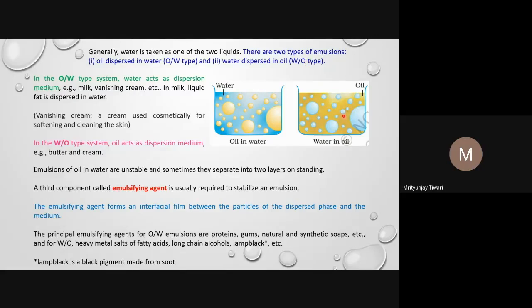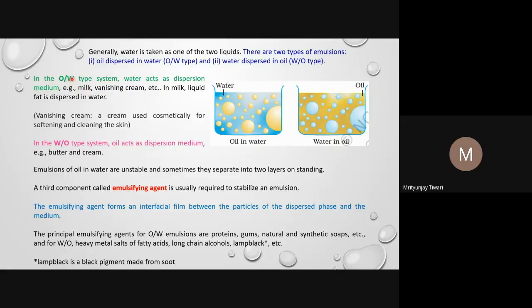As you can see in this figure, oil in water. So this is water, all the blue things are water, and some oil droplets you can see in yellow color. The water is larger in amount and some droplets here and there are oil, and so this is an oil in water type emulsion. And another, water in oil type: water is smaller in amount, shown with the blue color. These are colloidal particles, and this one, oil with the yellow color, is the dispersion medium, which is larger in amount. So in an OW type system, water acts as the dispersion medium.